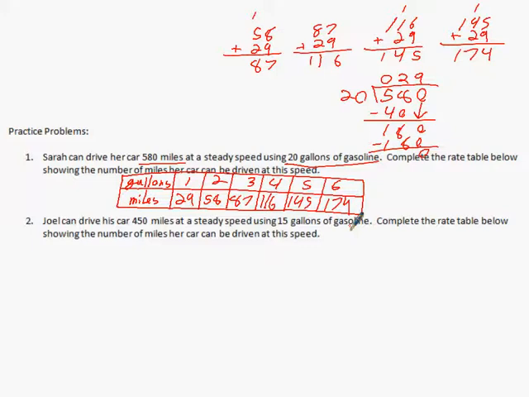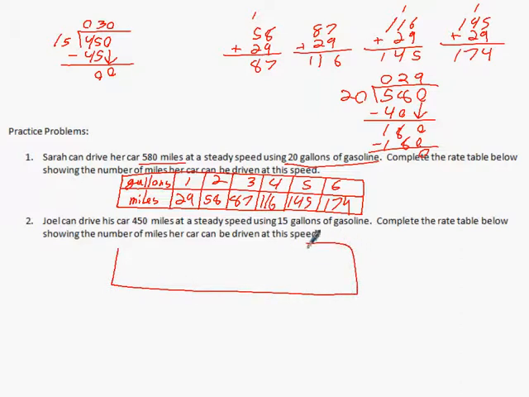So, number 2, Joel can drive his car 450 miles at a steady speed using 15 gallons of gasoline. We're going to do the same exact thing. 450 divided by 15. 15 does not go into 4, it goes into 45 3 times. That is 45. Subtract, we get no remainder. So our answer is 30. So 30 miles per gallon.